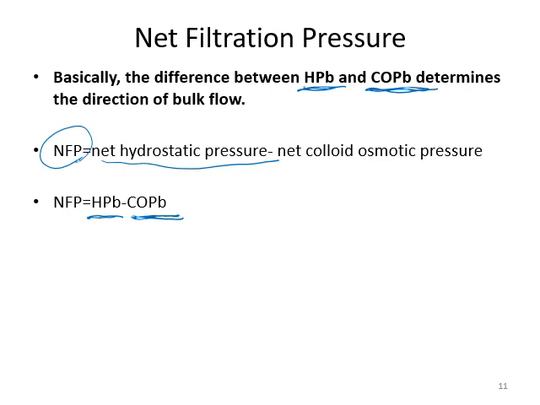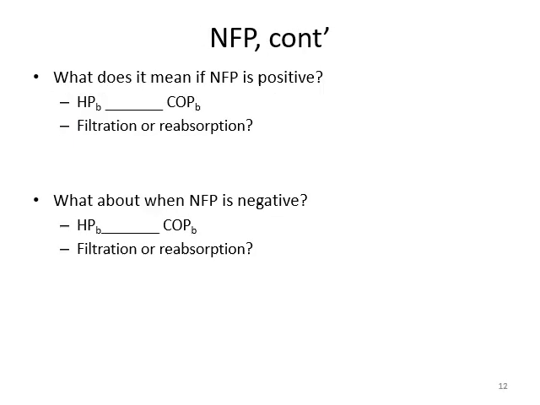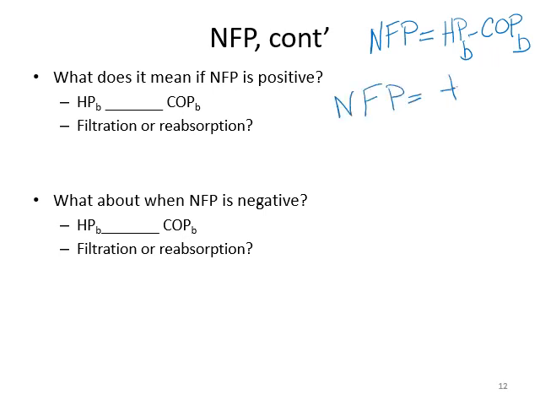So it's really just an official way of determining which pressure is greater, but it's not hard to tell. So if net filtration pressure is positive, and remember our equation for net filtration pressure was hydrostatic pressure of the blood minus the colloid osmotic pressure of the blood. So if net filtration pressure is positive, that means this hydrostatic pressure of the blood is greater than colloid osmotic pressure.